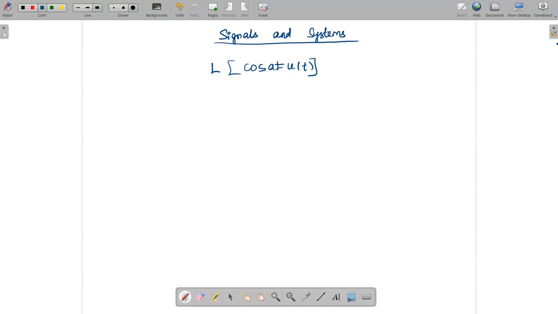Today we are going to find out the Laplace transform of cos at u of t. So what is the Laplace transform formula? Laplace of x of t is given by X of s, which is nothing but the integral from minus infinity to infinity of x of t e power minus st dt.